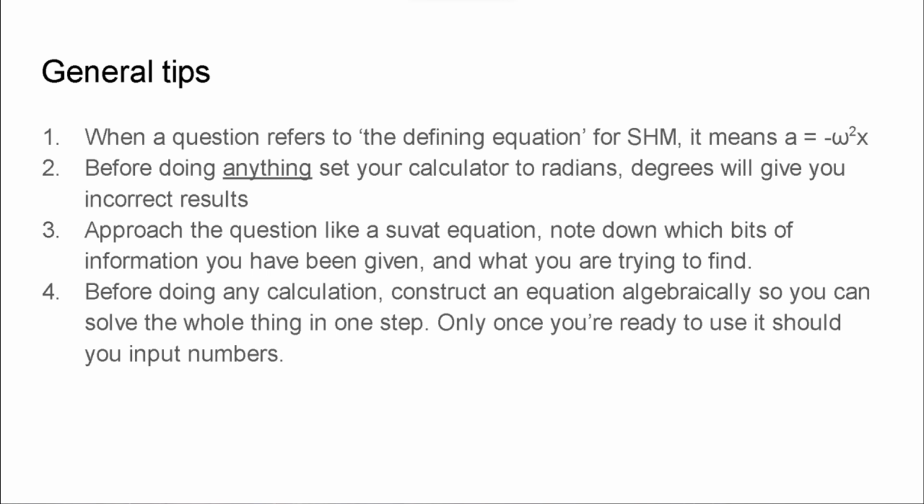Firstly, when a question refers to the defining equation for simple harmonic motion, it means a equals negative omega squared x. Before doing anything, set your calculator to radians. Degrees will give you incorrect results, but make sure to set it back to degrees after you've done that, since the majority of equations in physics use degrees and not radians.